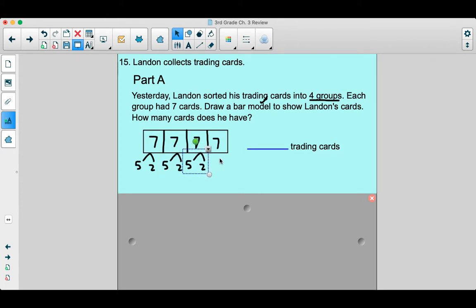Look at your hands. Show seven on your hands right now. You're probably showing one whole hand and two more, right? So a seven is made up of five and a two.